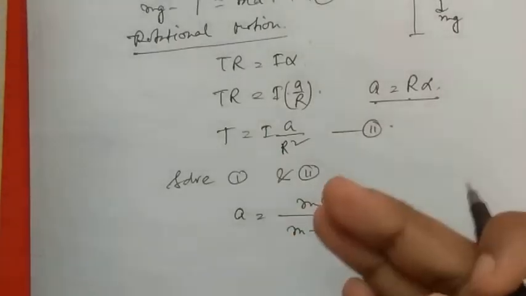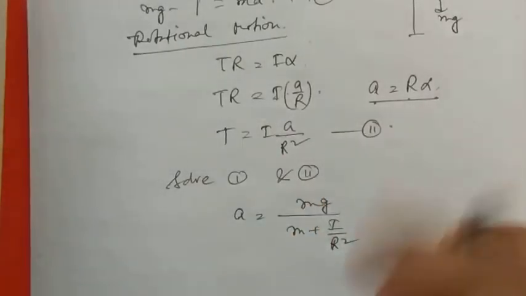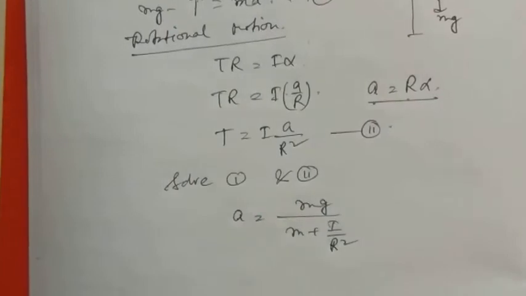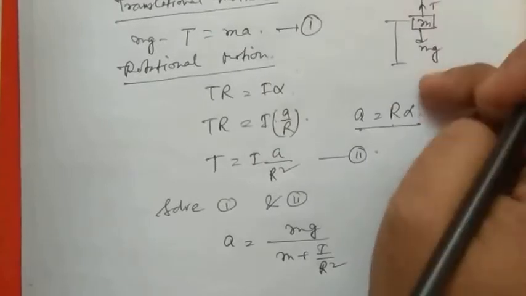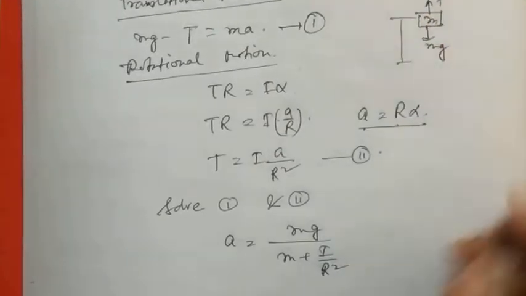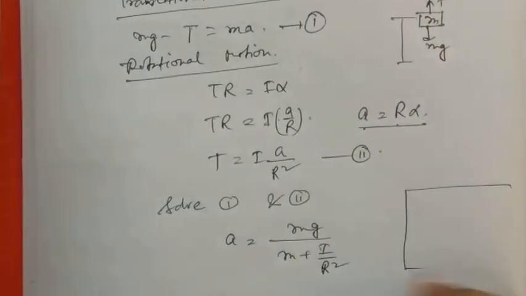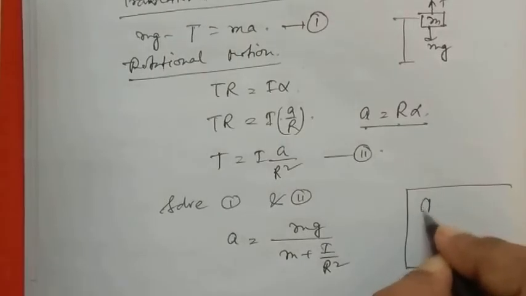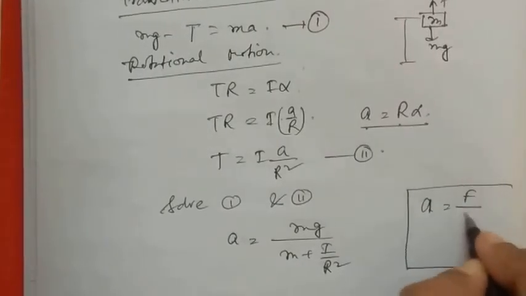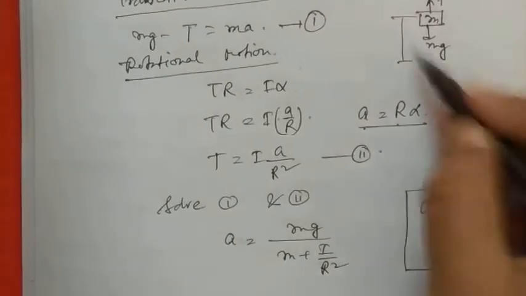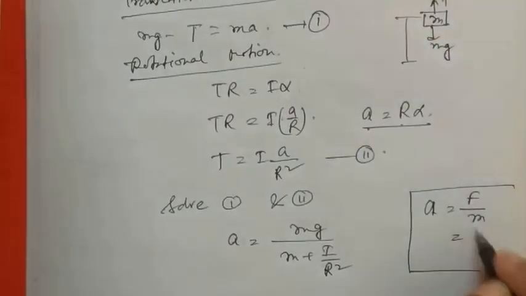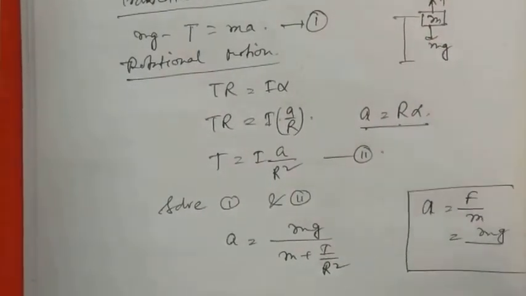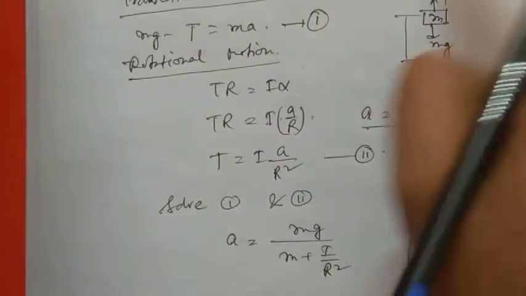Now the trick to write this equation very quickly, instead of solving this problem, is: the force which acts downwards on this block is mg. Now for the translational motion, we know what is A. Linear acceleration is F by m. Now what is the force acting on this system? Only the weight of this block downwards. So this is mg, and m means the total mass of the system here.